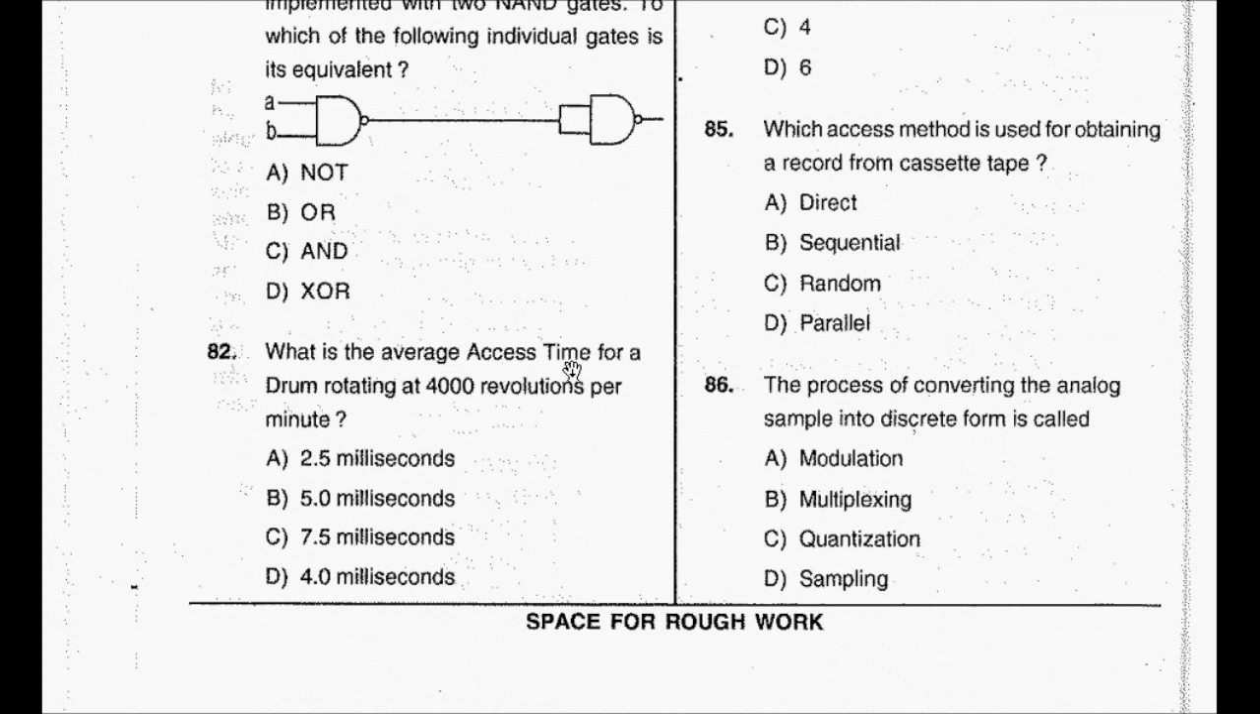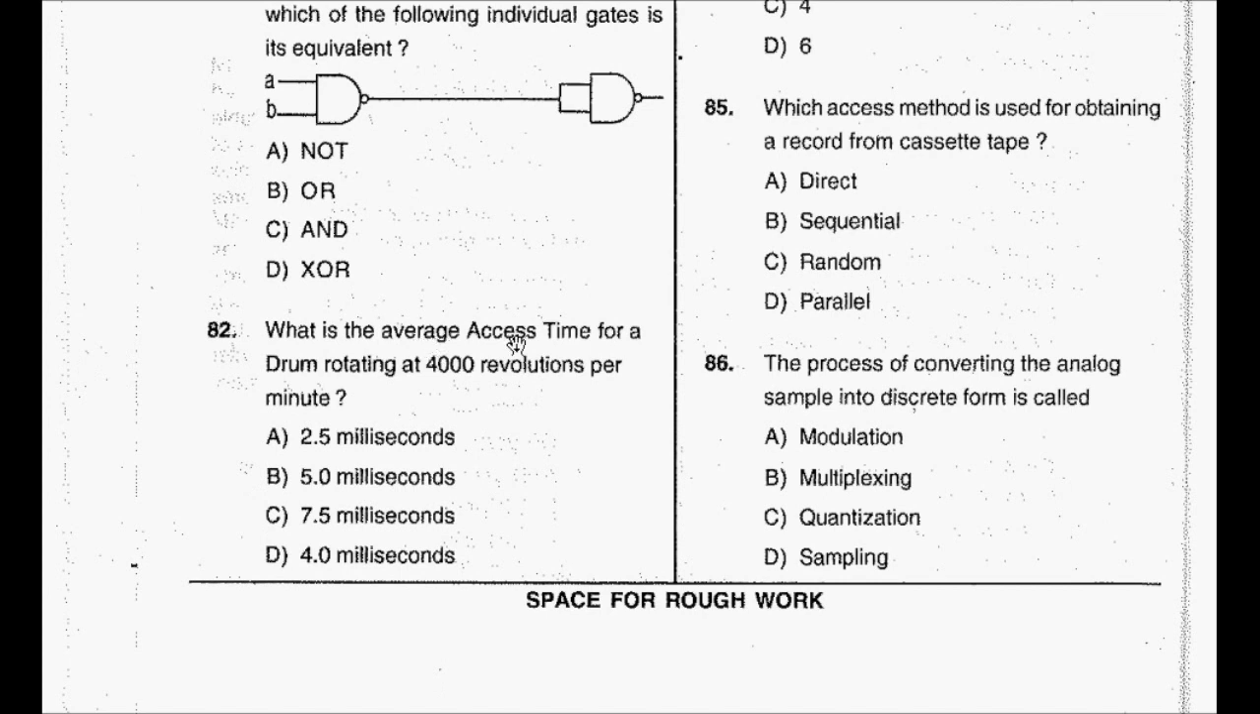Okay, now what is the average access time for a drum rotating at 4000 revolutions per minute? 4000 revolutions in 1 minute, that is 60 seconds. So the access time for one rotation is 60/4000. But since we need average access time, we take half, so it becomes 60/8000, so it will be 6 by 8, so 7.5 milliseconds, 0.75.